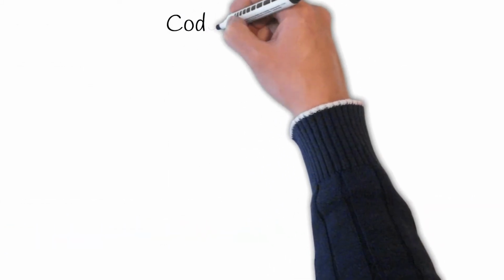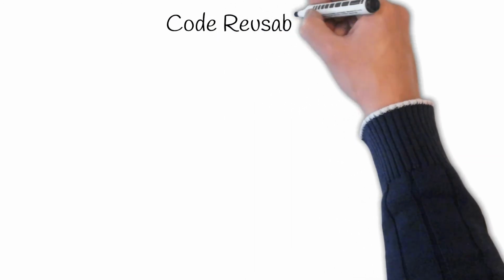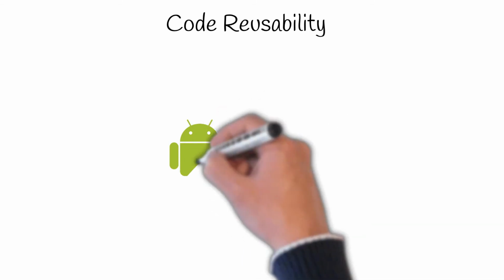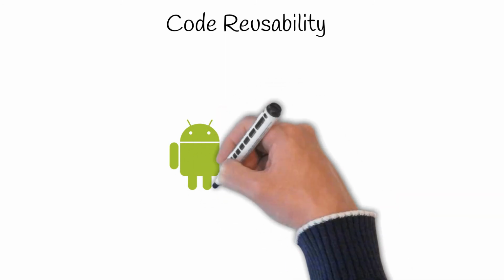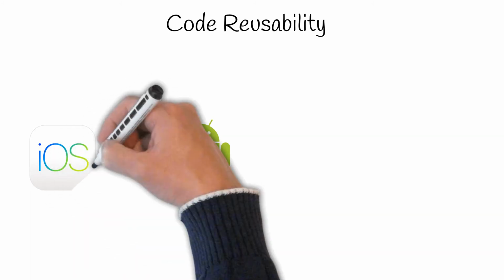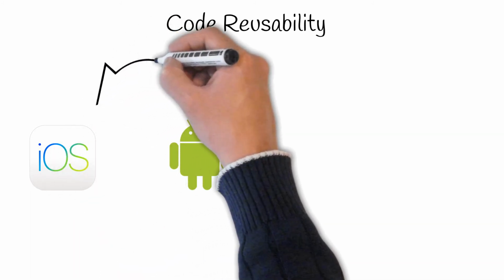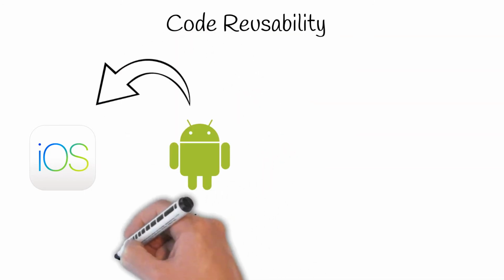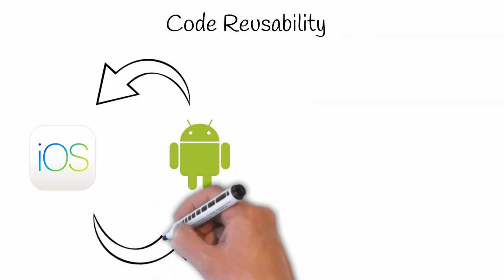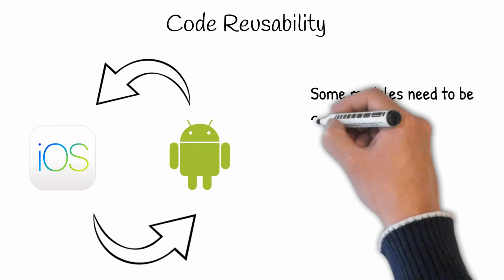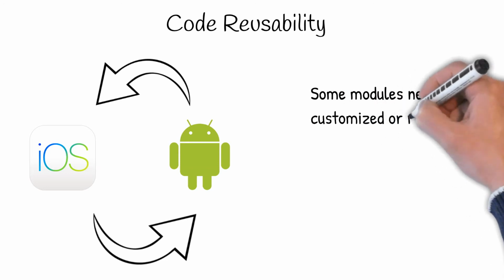Both of these platforms support massive code reusability. This means that code written for iOS app can be reused for an Android app development and vice versa. Doesn't it seem like a huge lifesaver, right? Sure it is. However, obviously, this doesn't mean that you can simply use all the code of one platform into another. But some modules can be directly reused, while others need some customizations or need to be rewritten again.